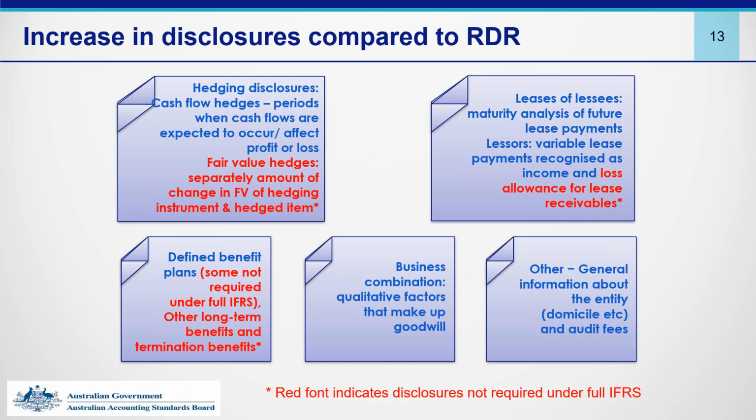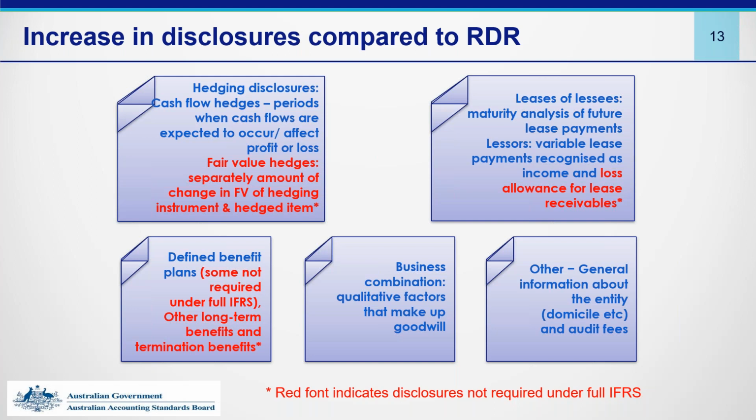Finally, the top right-hand side, the leases. So that's another interesting area, and that has generated some discussions at the roundtables as well. So with the leases of lessees, at the moment under AASB 117, so the old leasing standards, there is a requirement even for RDR entities, so even for Tier 2, to disclose a maturity analysis of future lease payments.